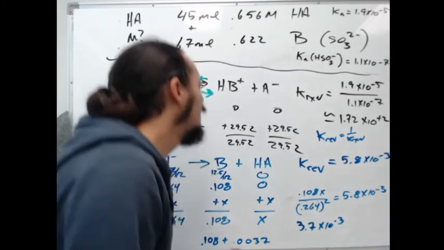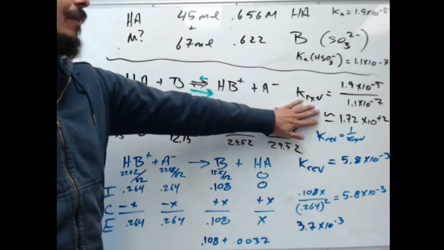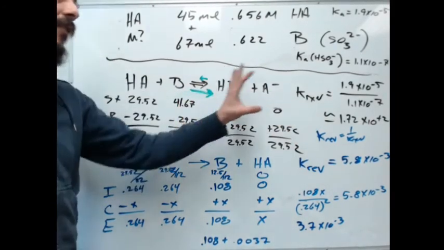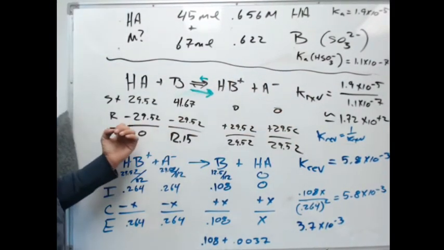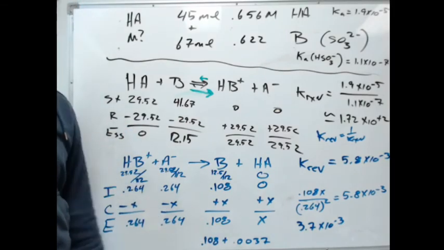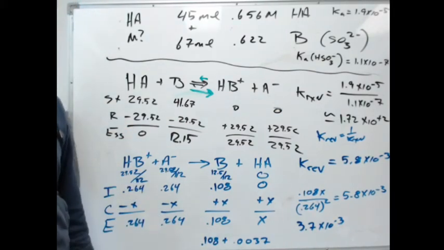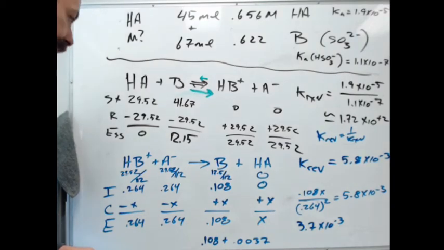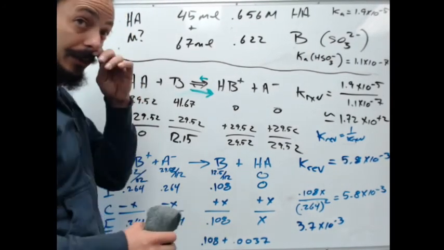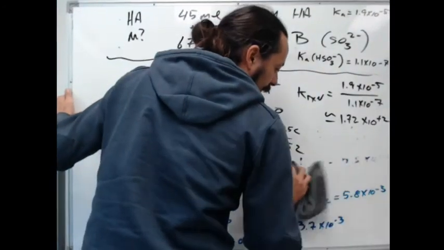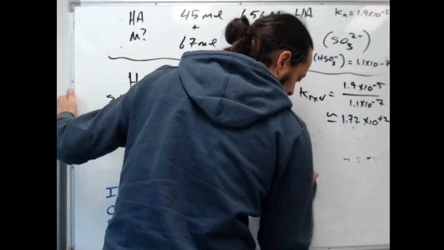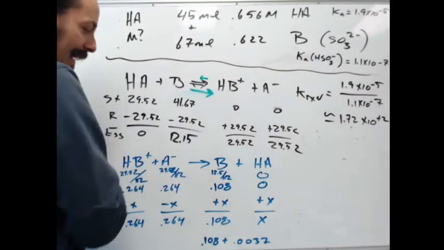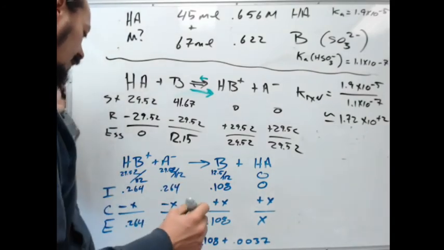Now, this answer does make sense because when we have a K reaction of like 1.72, we expect all products, we expect very few reactants left. We've got a very small amount of reactants left. So it makes sense. We like that. We could even now at this point do a check if we wanted to. We could check our answer.